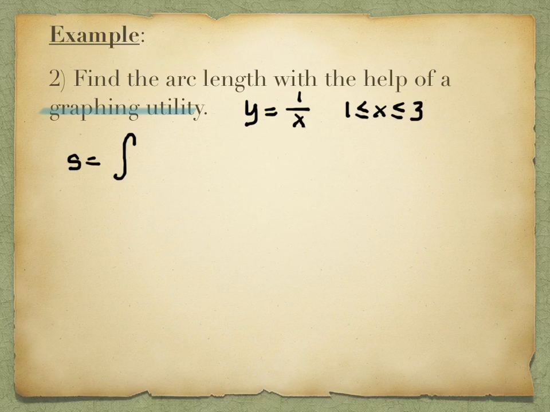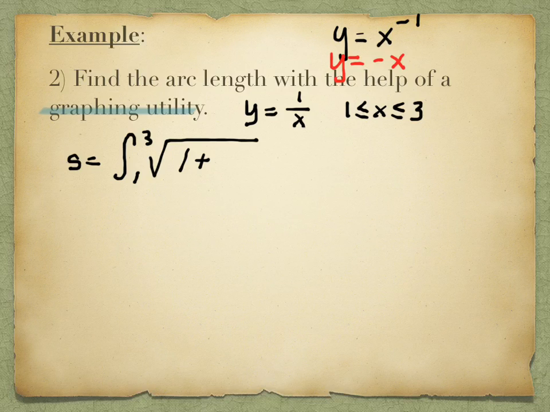It's equal to the integral from 1 to 3 of the square root of 1 plus, and this is supposed to be the derivative of what I've got here. So notice right now, I actually have y equals x to the negative 1. So if I take my derivative, y prime equals negative x to the negative 2. You can either leave it written like that, or you could change it back into fractional form. I'm going to just leave it the way that it is for now. So this is negative x to the negative 2, and all of that's supposed to be squared, and then dx.